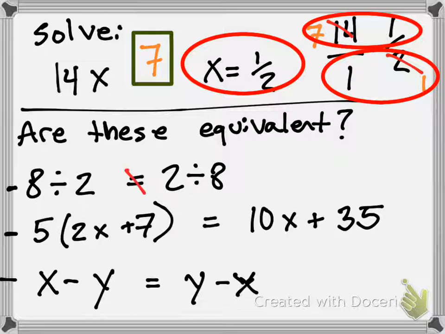What about the second one? Are these 2 equal? Raise your hand if they are equal. Raise your hand if they are not equal. Correct, they are equal. What method did I use? What property did I use to solve this, Oswaldo? Distribution, exactly.